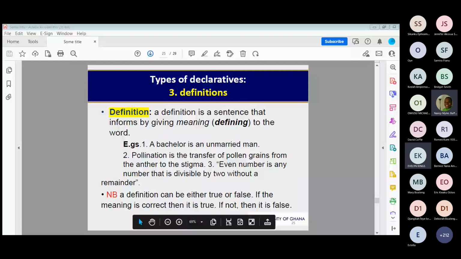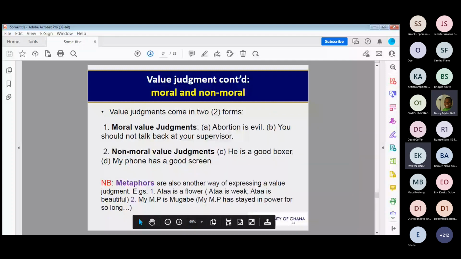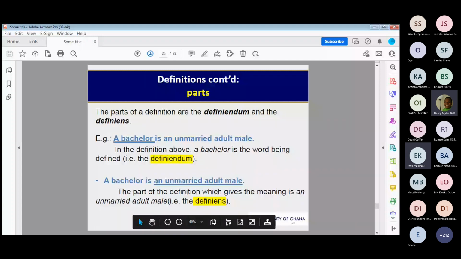We'll build on the types of definitions, then the moral and non-moral value judgment. You should look at the slides, they are there. Even right now, you can see them there, and then you will do fine. Look on my screen, I put value judgment moral and value judgment non-moral. Then the parts of a definition, see on the screen, they are here. As you see, definitions continue, there are two parts.